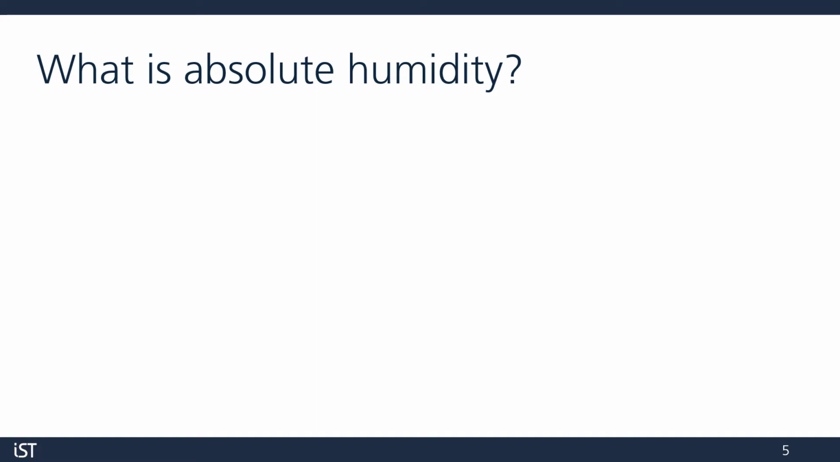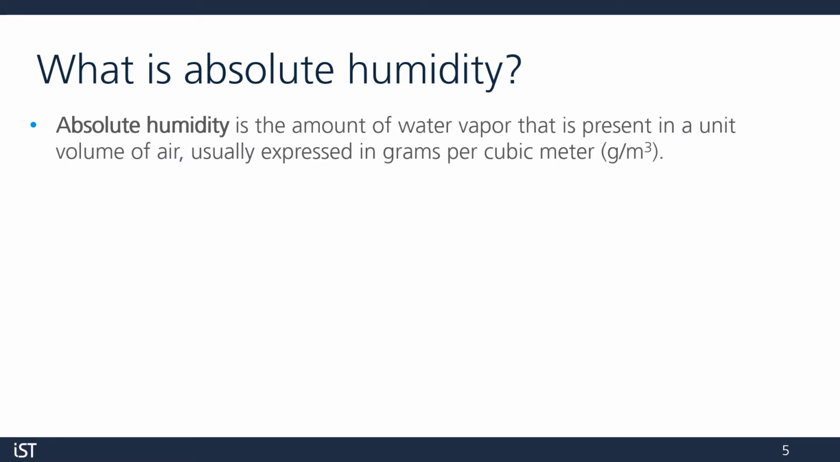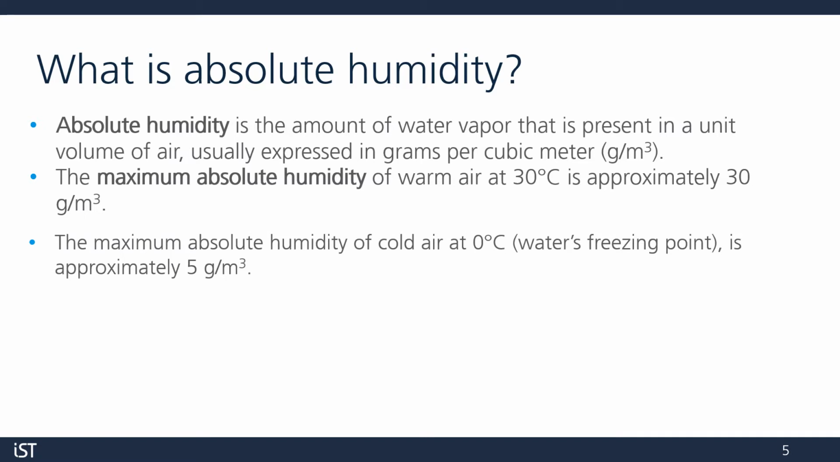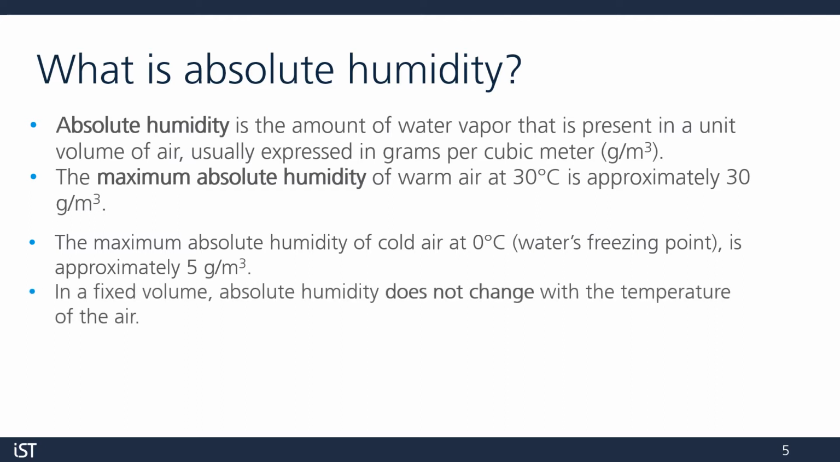Let's introduce some key humidity terminology first. Absolute humidity is the total amount of water vapor that's present in a unit volume of air. It's usually shown in grams per cubic meter. For reference, the maximum absolute humidity of warm air at 30 degrees C is approximately 30 grams per cubic meter. For cold air at 0 degrees C, this maximum absolute humidity is around 5 grams per cubic meter. In a fixed volume, the absolute humidity does not change with the air temperature.